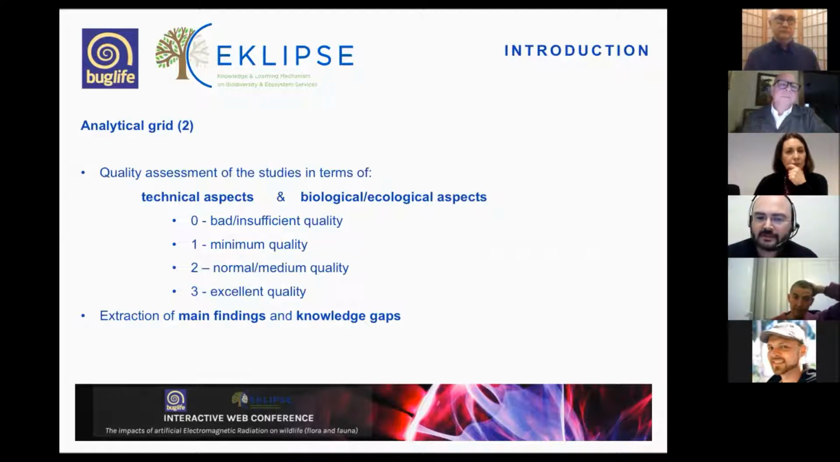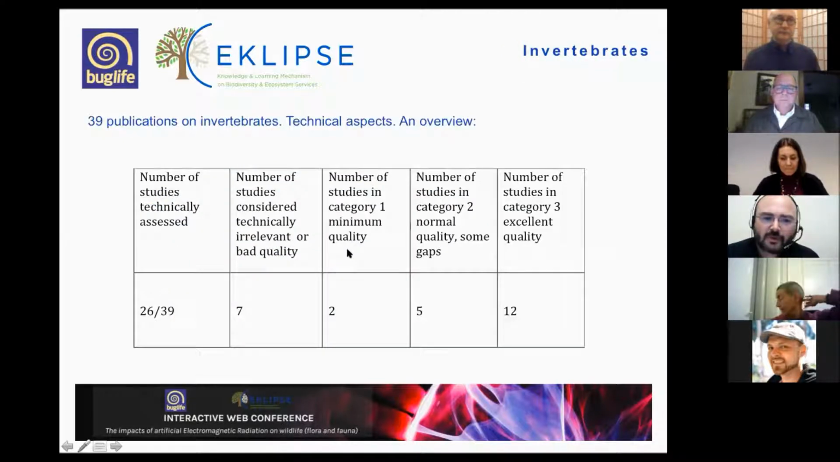Very often the excellent studies had a very specific focus and did not have a broad finding that advanced us, but I will go into detail in a little bit. In the second step, we then tried to extract the main findings from those publications, and also to find the knowledge gaps. So this left us with 39 publications on invertebrates that we looked at.